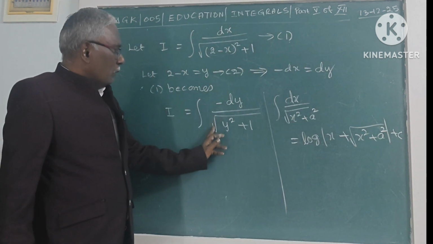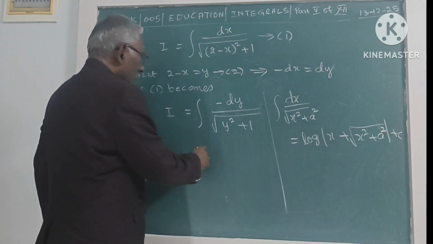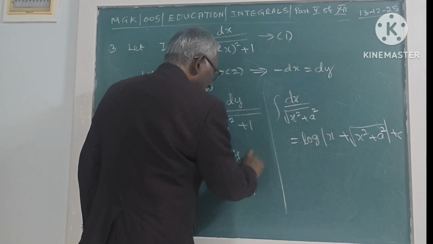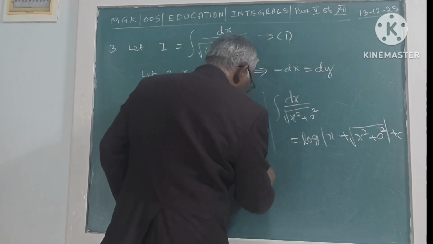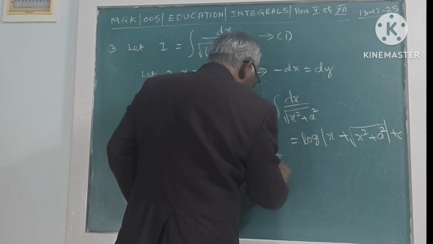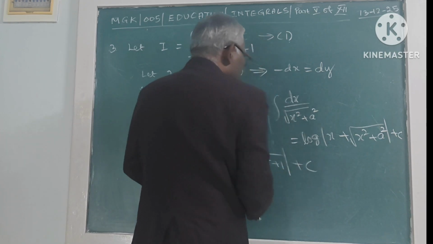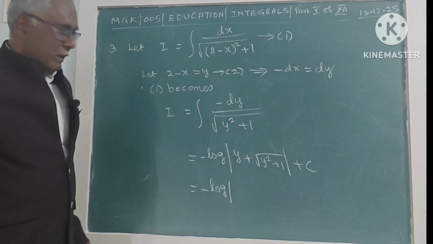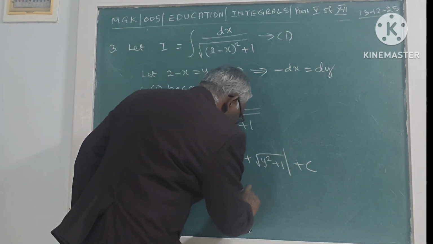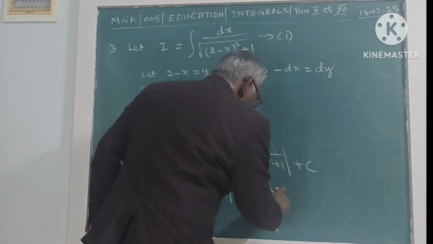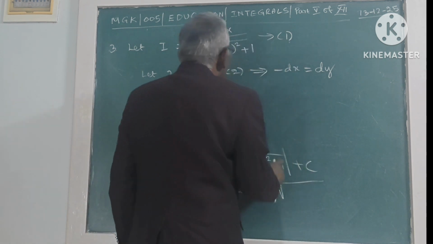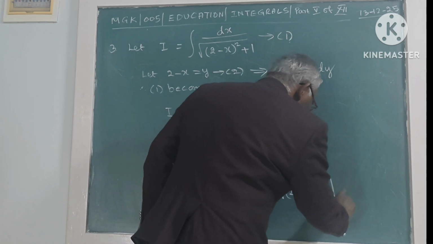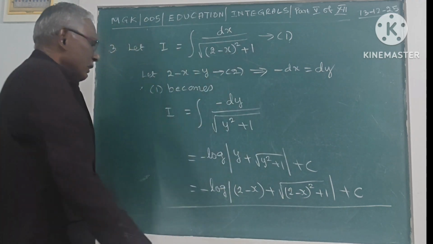So this integral dy by square root of y square plus 1, we will write log of y plus square root of y square plus 1 plus constant. What is y? y is nothing but 2 minus x. So we can write this as 2 minus x plus square root of 2 minus x whole square plus 1 plus constant. So this is the answer.